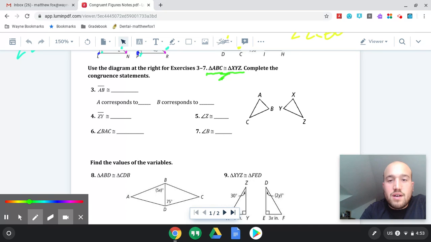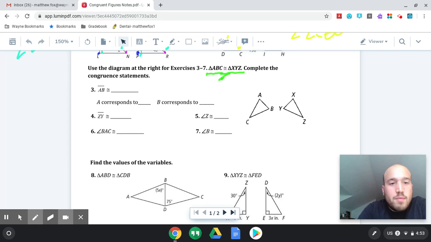Triangle ABC right here is congruent to triangle XYZ. Now, keep in mind, whatever they give you, you're going to find that. So they give us a segment here. Segment AB for question 3 is congruent to... A and B are the first two terms, so it's going to be congruent to segment XY. I take the first two terms from my congruent statement.